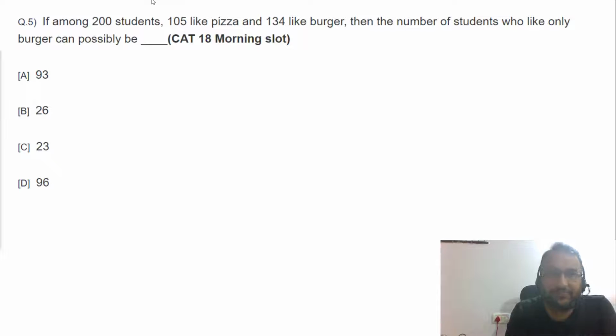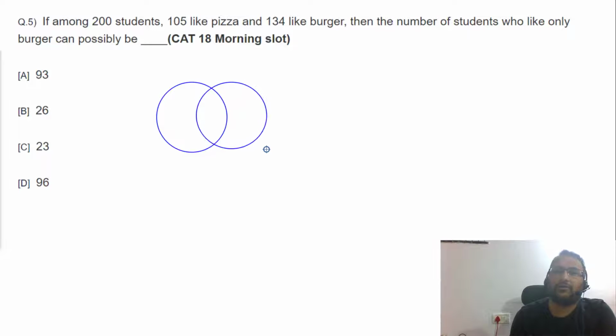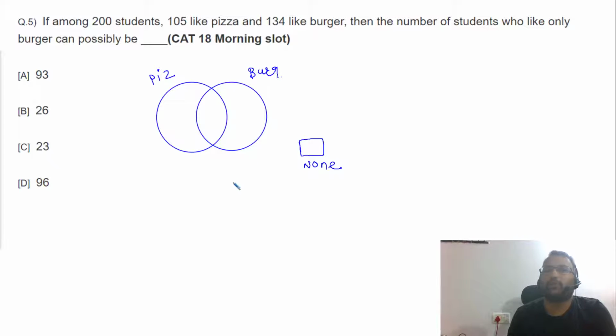Question number 5 is from CAT 2018 morning slot. The question is, among 200 students, 105 like pizza, 134 like burger, and the number of students who like only burger can possibly be what? So let's have a look at it. There are two sets, pizza and burger, and then there is a none region as well. This circle is for pizza and this circle is for burger. The total number of students who like pizza is 105 and the total number of people who like burger is 134.